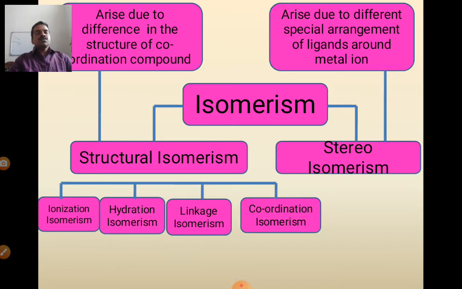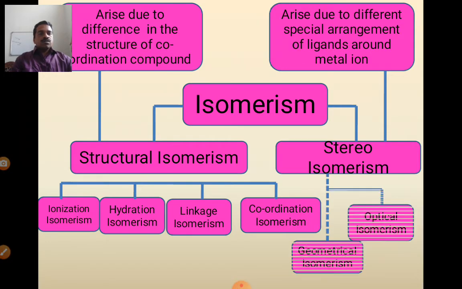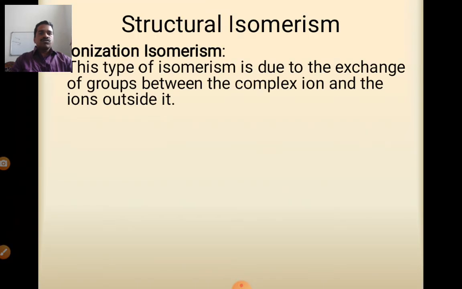Structural isomerism is further divided into four classes: ionization isomerism, hydrate isomerism, linkage isomerism, and coordination isomerism. Stereoisomerism is again divided into two classes: geometrical isomerism and optical isomerism. We will see all these types of isomerism in detail. In structural isomerism, we will see the first class, ionization isomerism.